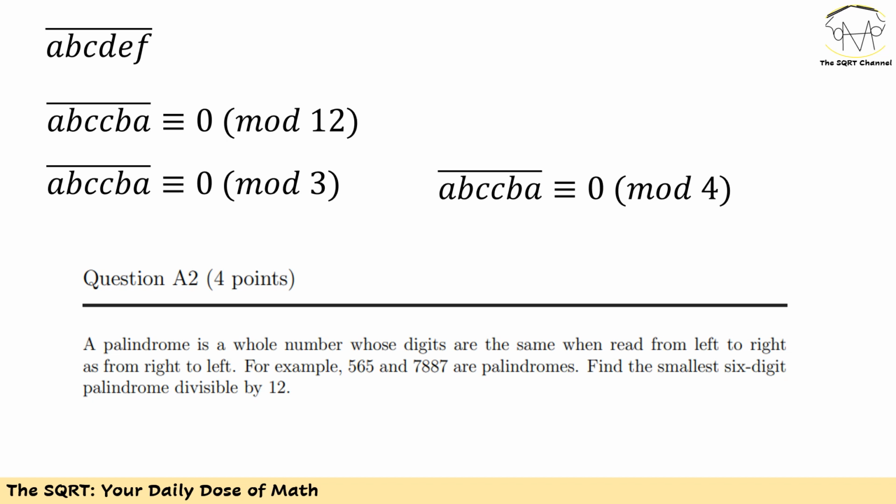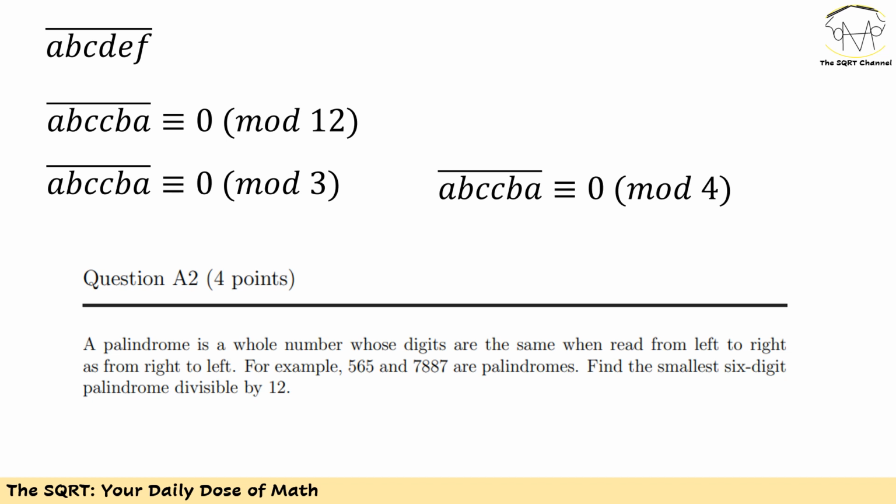So I'm going to replace F with A, E with B, and then D with C. So at the end, I have ABC, CBA as the 6-digit number that I'm interested in. However, it asks to find the smallest 6-digit number that is also divisible by 12. Remember, a number is divisible by 12 if it's divisible by 3 and also by 4. And we know that 3 and 4 are coprime.